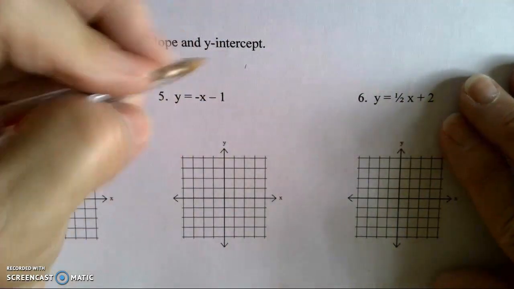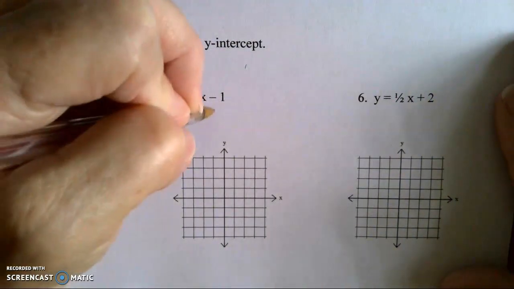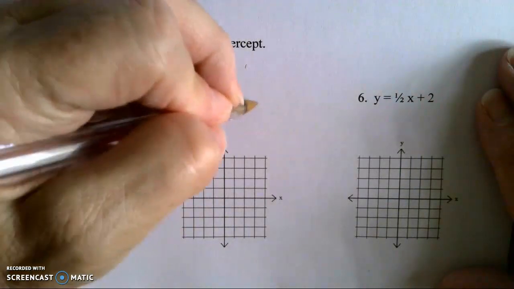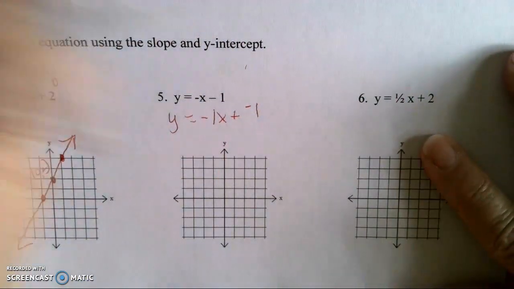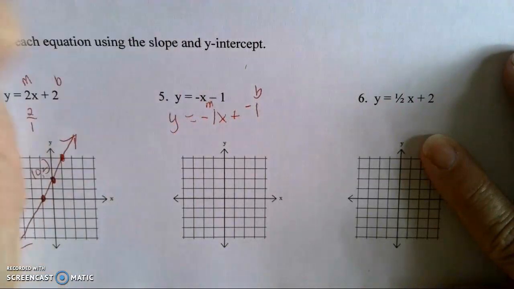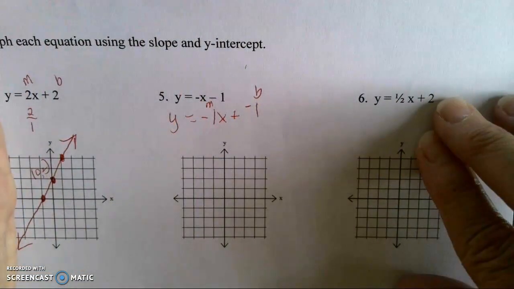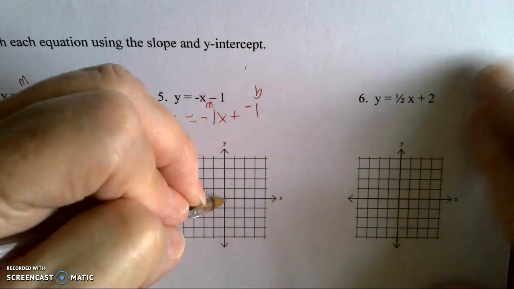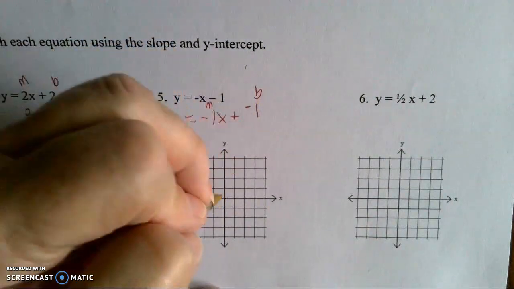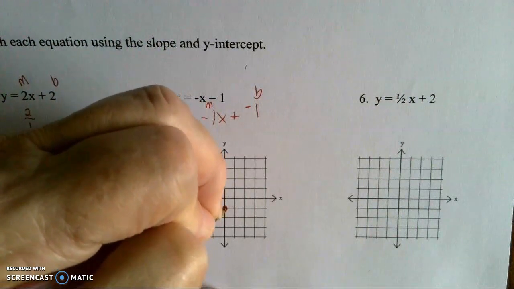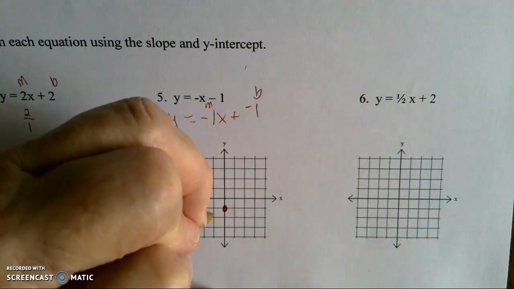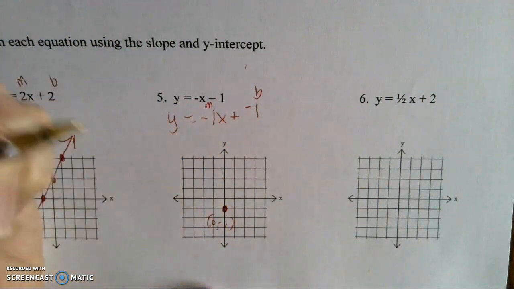So let's look at number 5. I'm going to just rewrite this as y equals negative 1x plus negative 1. I know that my y-intercept is going to be negative 1. I know my slope is also negative 1. So I'm going to start at my origin. My y-intercept is negative 1, so I'm going down 1 because that's where it's going to cross the y-axis. So again, that's 0, negative 1.